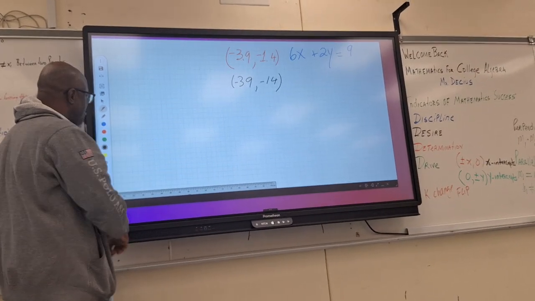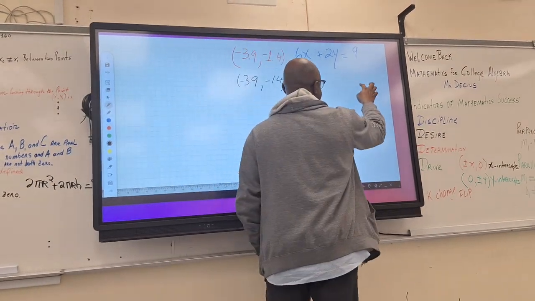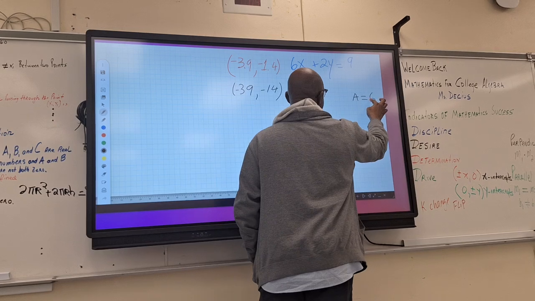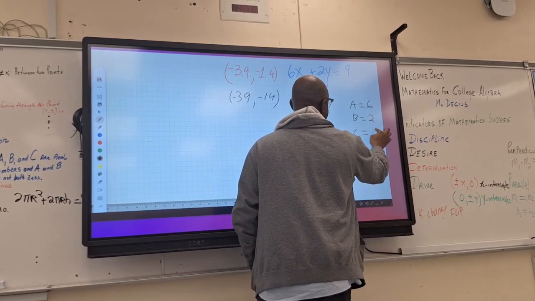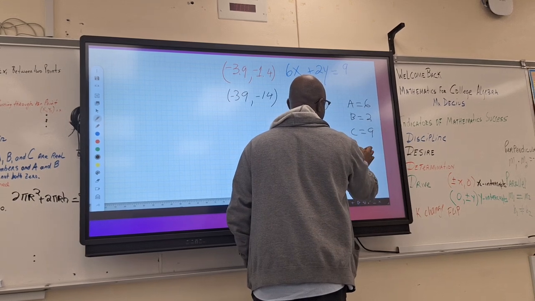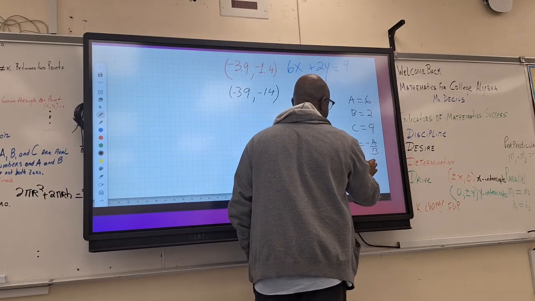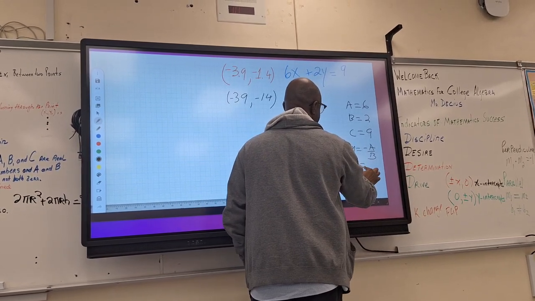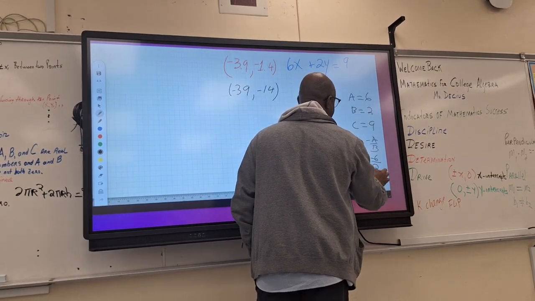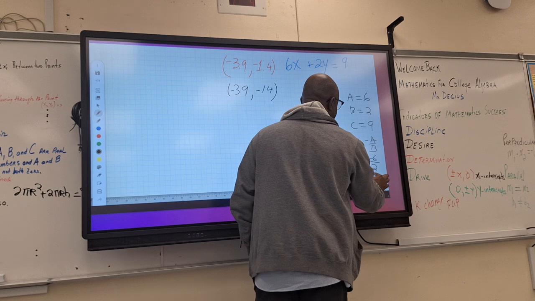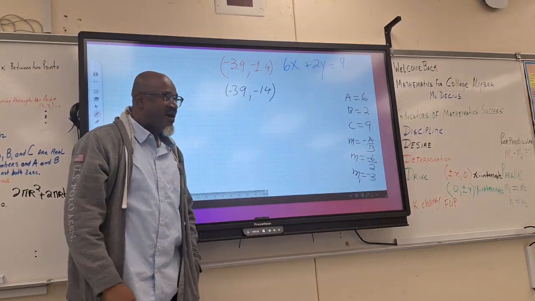First, I need to find my slope. What is A? 6. What is B? 2. And what is C? 9. Then I can find my slope: negative A over B. In this case, negative 6 over 2. Then my slope is negative 3. Now I know my slope.